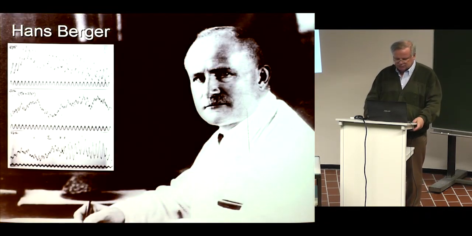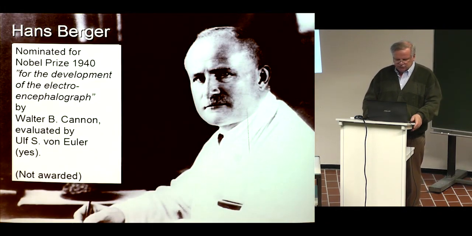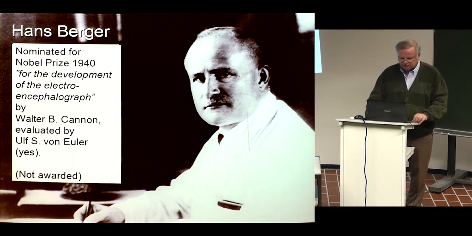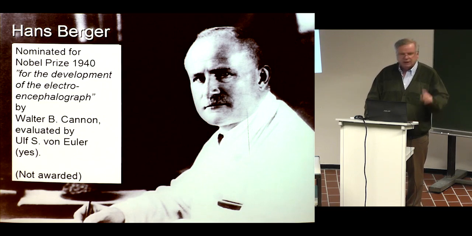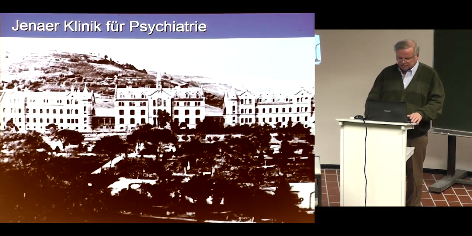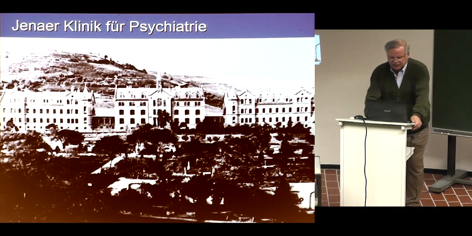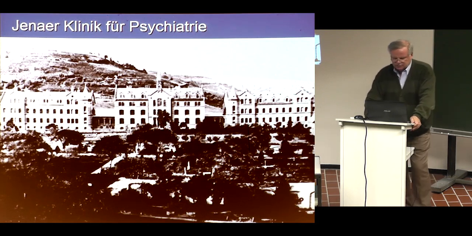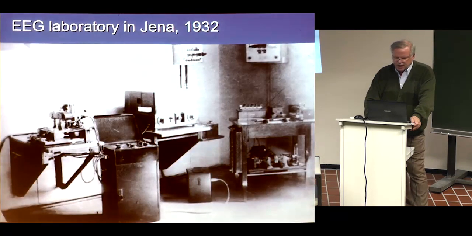So here is Mr. Hans Berger. He was nominated for the Nobel Prize in 1940 for the development of the electroencephalogram by Walter Cannon, but he did not win the prize, unfortunately, because he had certainly earned it. Here is the psychiatric clinic in Jena, where he worked in Germany. And this is a picture from his EEG laboratory in 1932.